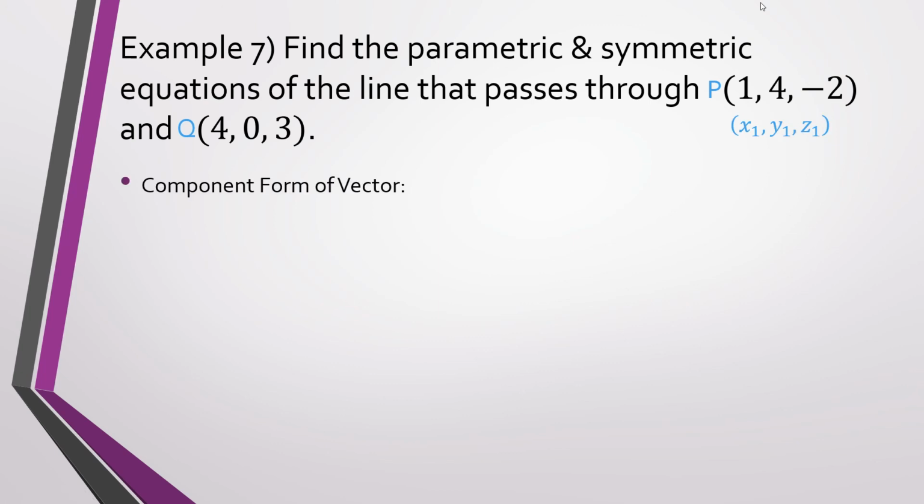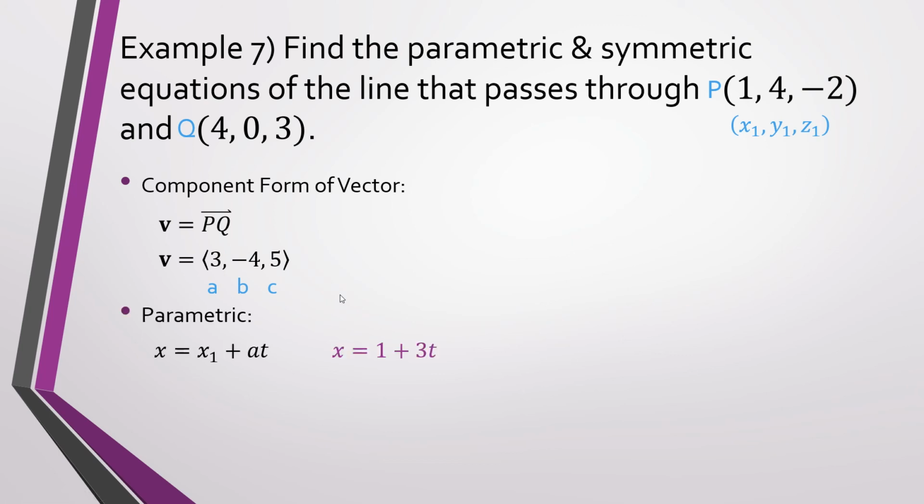So the first thing we need to do is find the component form of the vector from P to Q. So again, from your initial to your terminal, how far did you go? Or you can subtract terminal minus initial to get each of your components, whichever way you like. From 1 to 4, we went 3 spaces. From 4 to 0, we went negative 4 spaces. And from negative 2 to 3, we went 5 spaces. So here's our component form for our vector, which gives us our values for a, b, and c. Now that we have our x sub 1, y sub 1, z sub 1, and our a, b, and c, we can write our parametric and our symmetric equations.